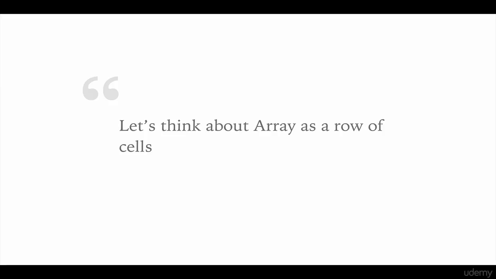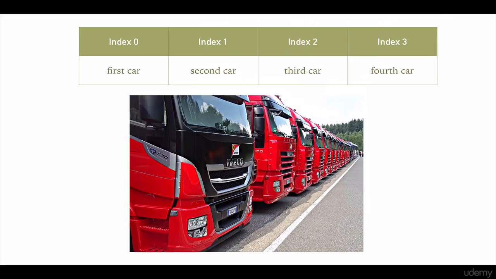So let's think about an array as a row of cells. For example, here these are our cars, right? And we have a row, and we have the index 0. Inside the index 0, we have the first car. We have index number 1, and inside index number 1, we have the second car. Index 2, the third car. Index 3, the fourth car. So remember I told you in programming, we always count from number 0. So that's how we index these numbers. For example, index 0, first car, right?